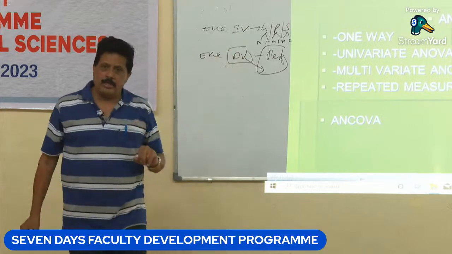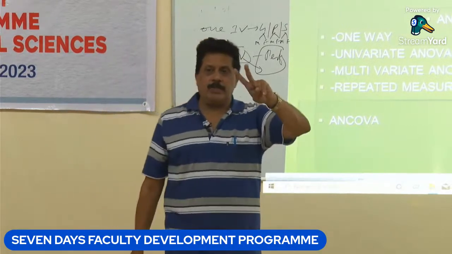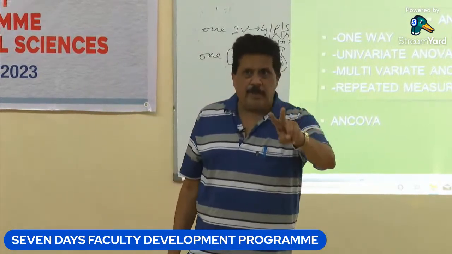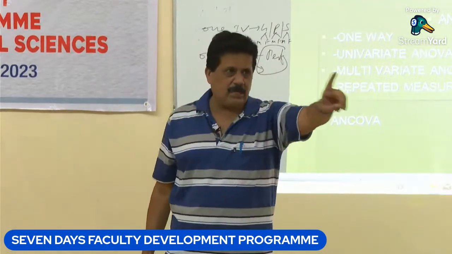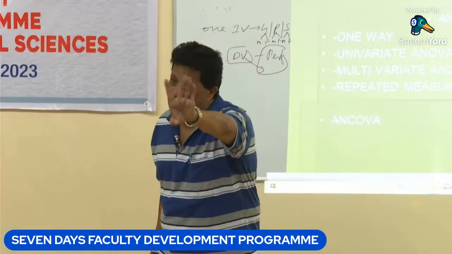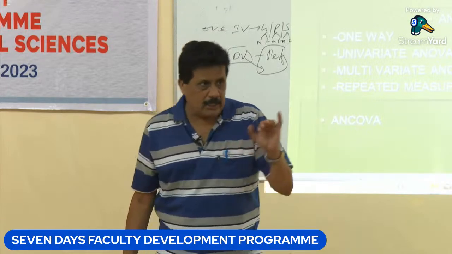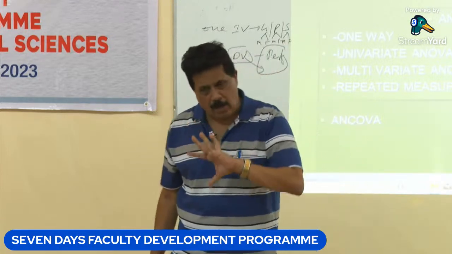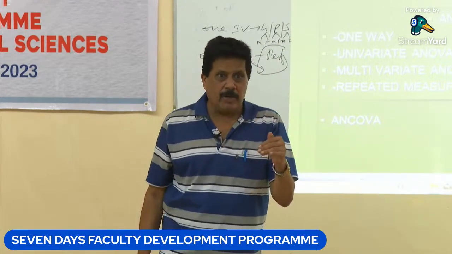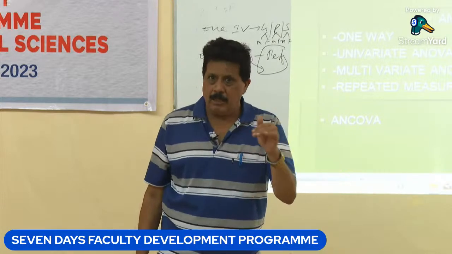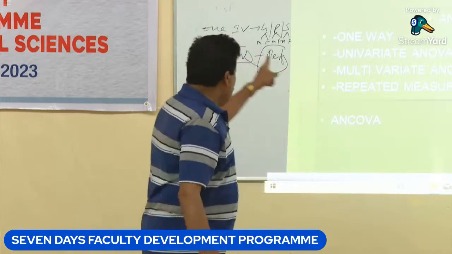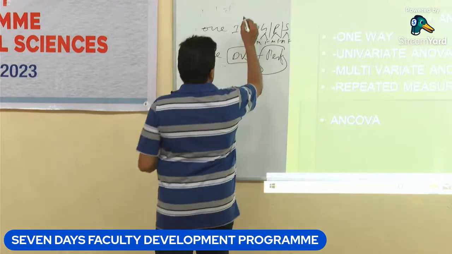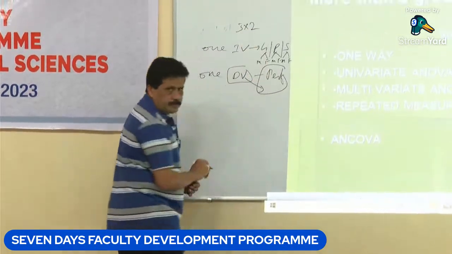Two-way ANOVA. Why two-way ANOVA? Your independent variable is split into two independent variables split into different levels. First independent variable split into 3 levels. What is that? Government, private and semi-government. Second independent variable split by gender, male and female. So now your research design would be 3 into 2.